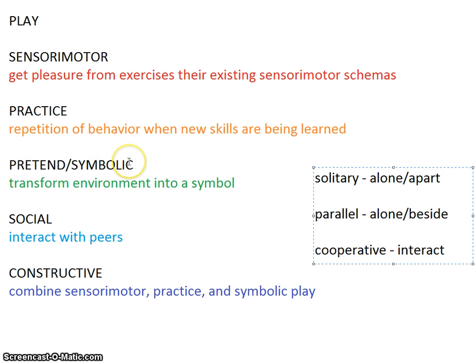Pretend, also called symbolic play. Symbolic play is when you transform the environment into a symbol. This is playing with a G.I. Joe. This is playing with a doll. This is playing with a toy kitchen, that sort of thing. When you are pretending, that is going to start about 18 months. It's going to peak at 5 years, but it can continue after that.